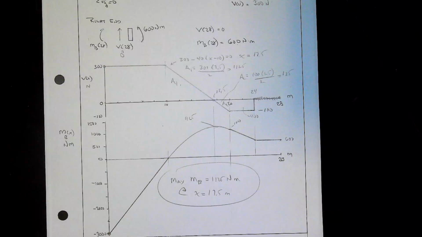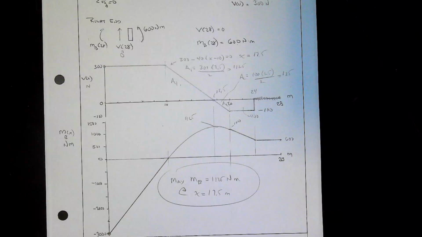We need a little more data here. We need to figure out where this crossing point is. We're going to need this area A1. We'll need this area A2 right here. Okay, so let's figure these things out. We're at 300. The slope down is 40, the distributed load rate. So this line is 300 minus 40 times x minus 10, since it starts at 10. We'll set that equal to 0. And you can use a calculator and check it out, but it works out to 17.5.